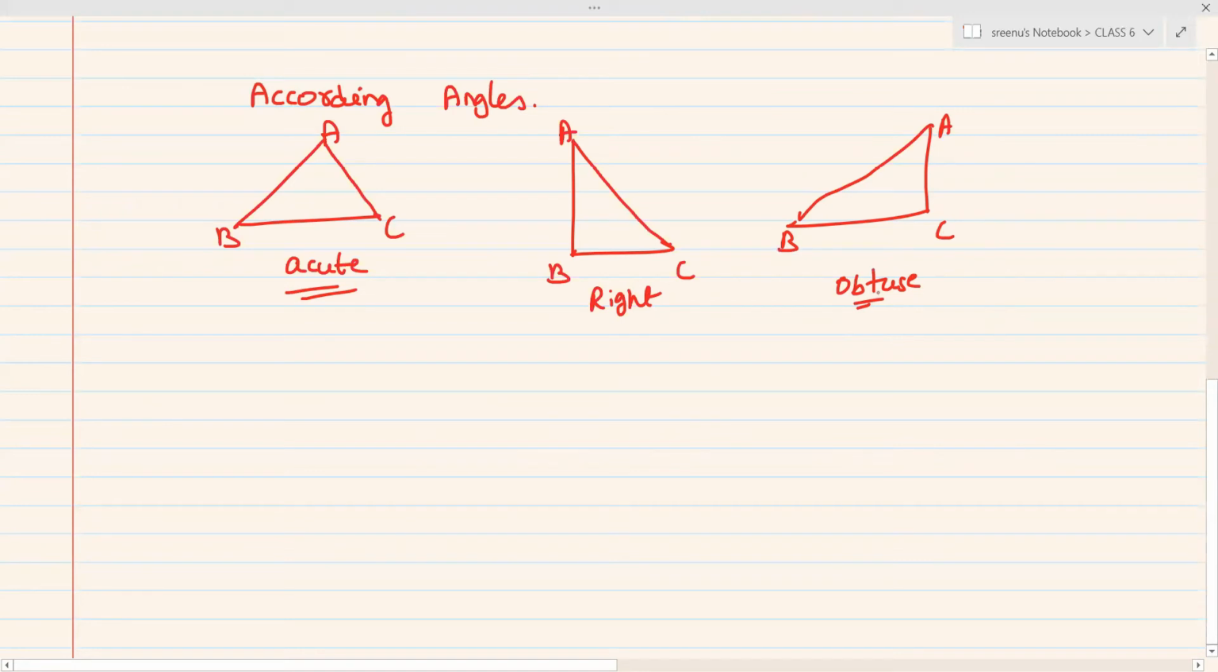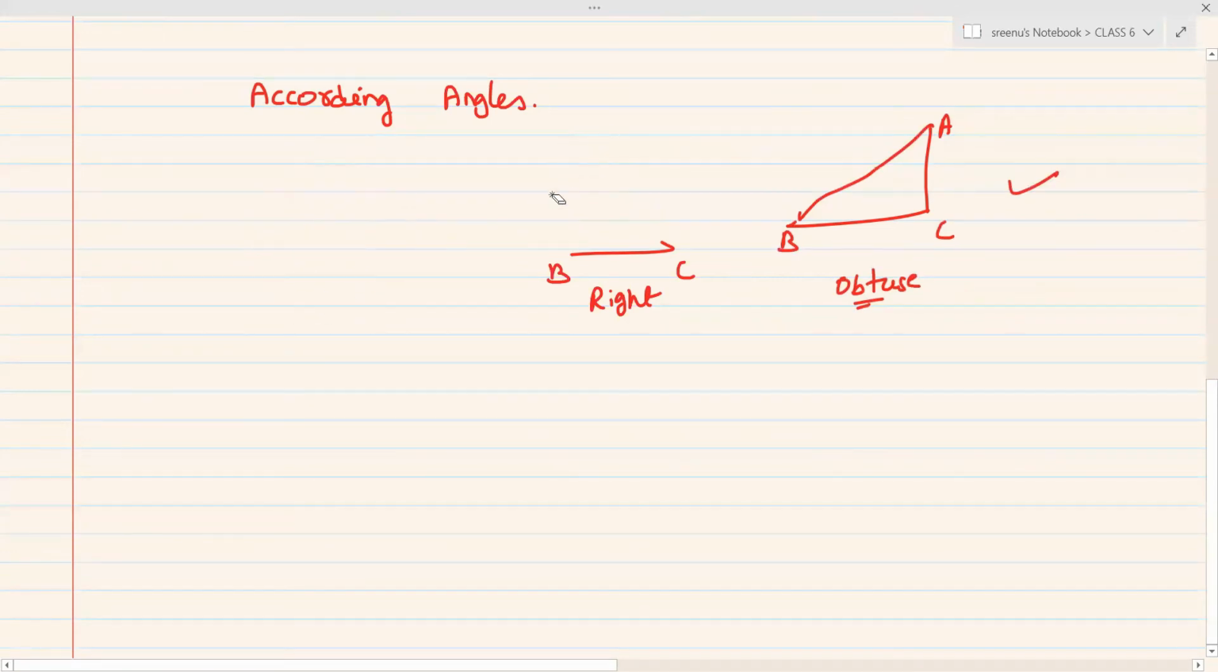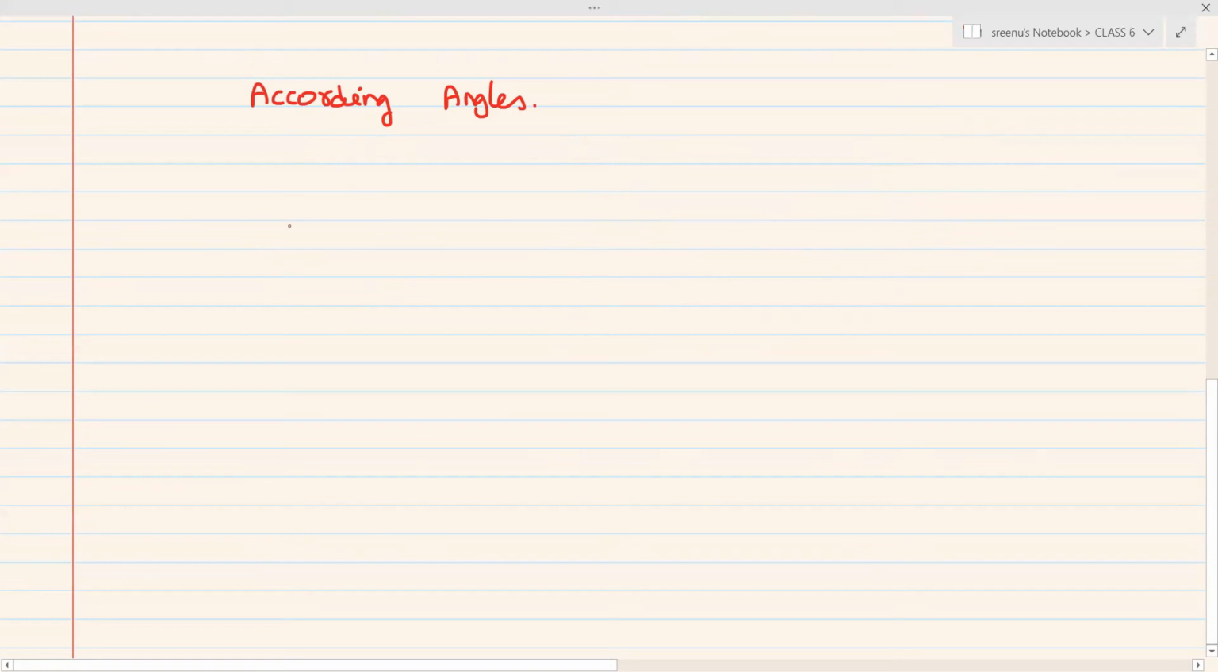There are some more triangles, like the equiangular triangle, scalene right angle triangle, and isosceles right angle triangle also. But basically we have these three types of triangles. So what is meant by acute angle triangle? Let us see now. This is totally about angles. Before, we discussed the sides.